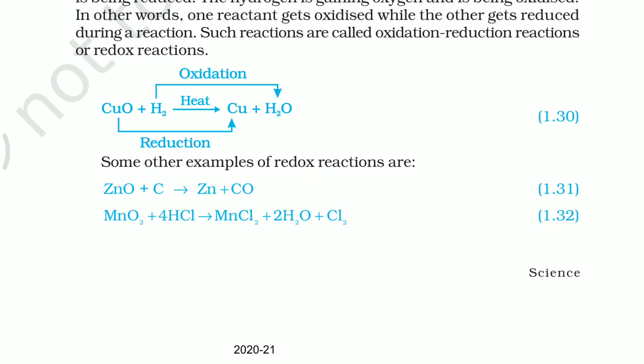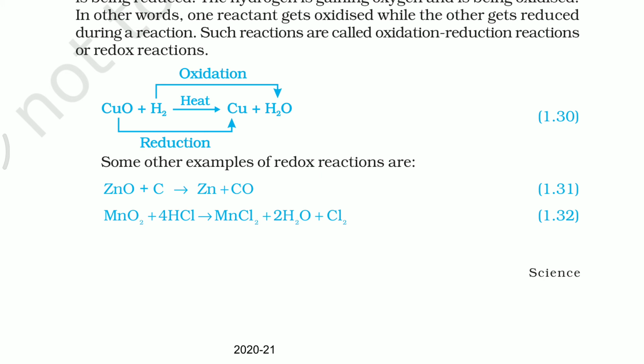Carbon is an element with oxidation number 0. In CO, what is the oxidation state of carbon? +2. 0 to +2, the oxidation state increases, so it is an oxidation. Simply, here removal of oxygen takes place as ZnO goes to Zn, so it is a reduction. Here addition of oxygen takes place, C to CO, so it is oxidation. Do you understand?